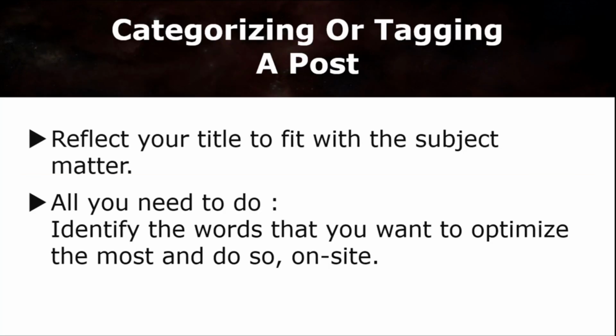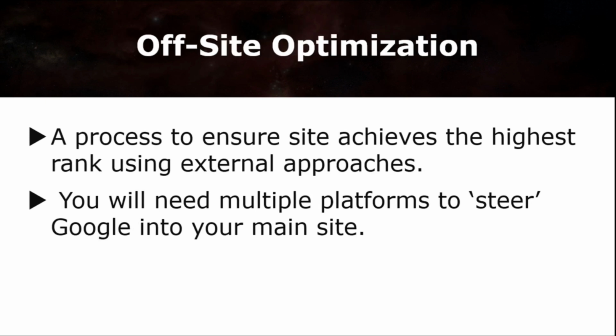Next is categorizing or tagging your post. When it comes to categorizing or tagging your post, you'll need to reflect your title to fit with that subject matter. This would ease the process of Google locating your site. This is one of the basic formulas you could easily solve within your site. All you need to do is to identify the words you want to optimize the most and do so on site.